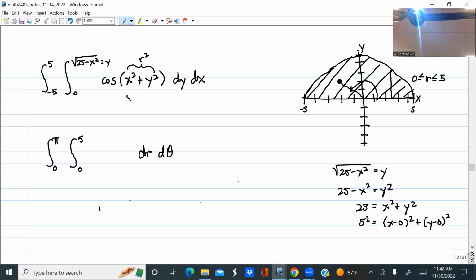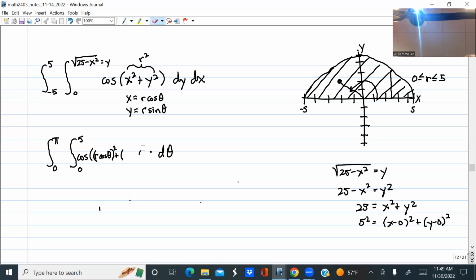Yeah, right. So you just make this substitution: x is equal to r cosine theta, and y is equal to r sine theta. Okay, so you're going to have cosine of, I don't know if I can squeeze all of that in. So you're going to have r cosine theta squared plus r sine theta squared.